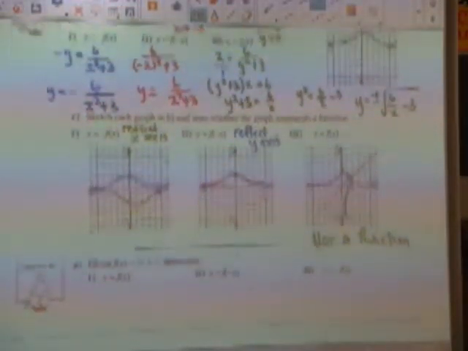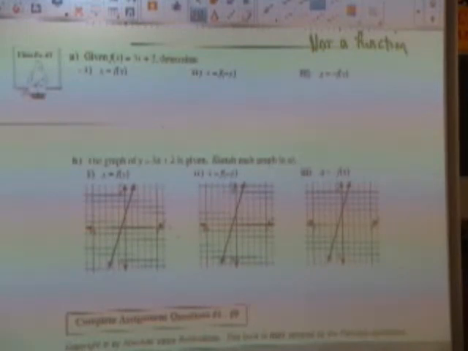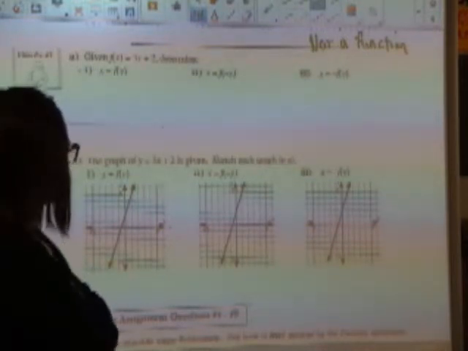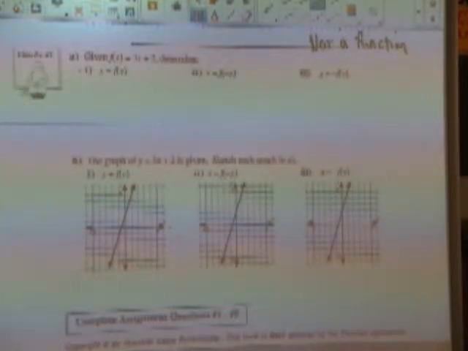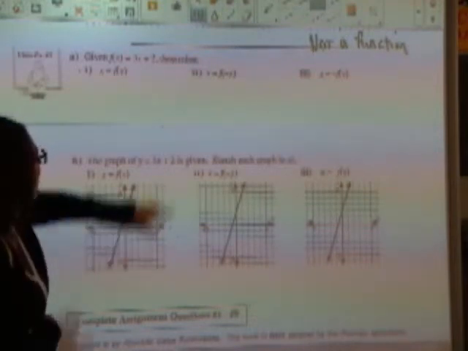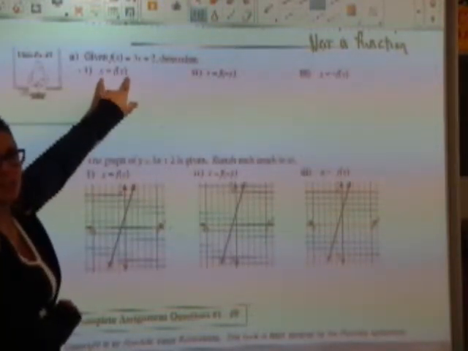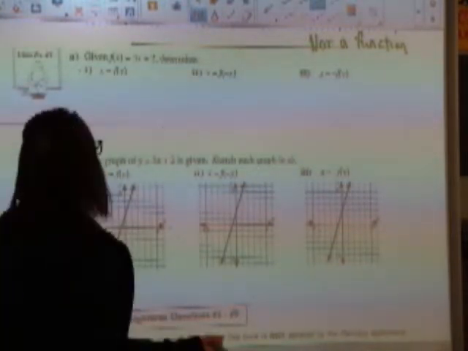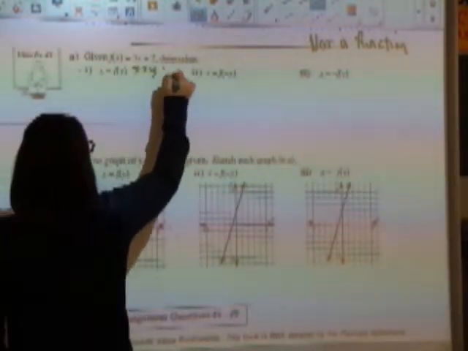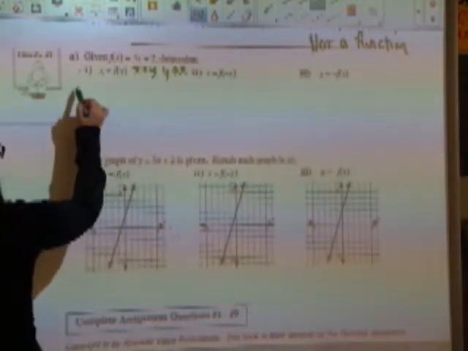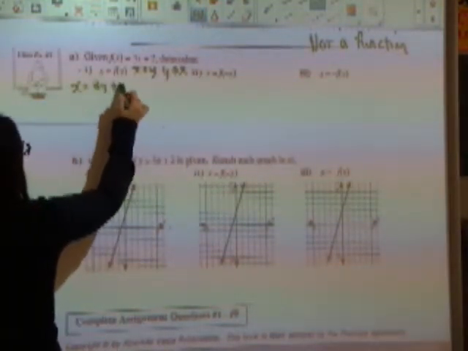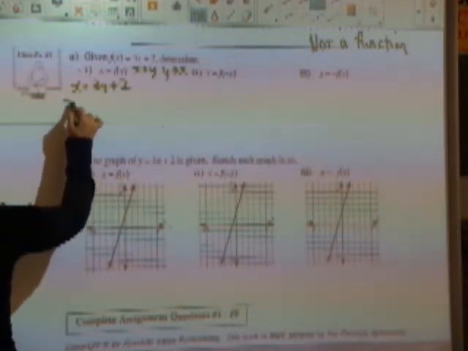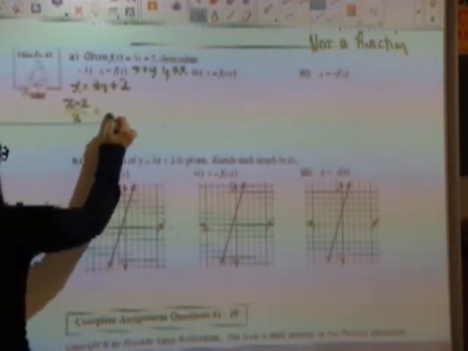Okay, so now if we look at class example number 5, given f of x equals 3x plus 2, determine the following equations, and then you're given the graph and asked to sketch them. So we'll go through these a little bit faster. What type of reflection am I doing in this first one? What's my replacement? X with y and y with x. So now I get x equals 3y plus 2. To get y by itself, I subtract by 2 and divide by 3.